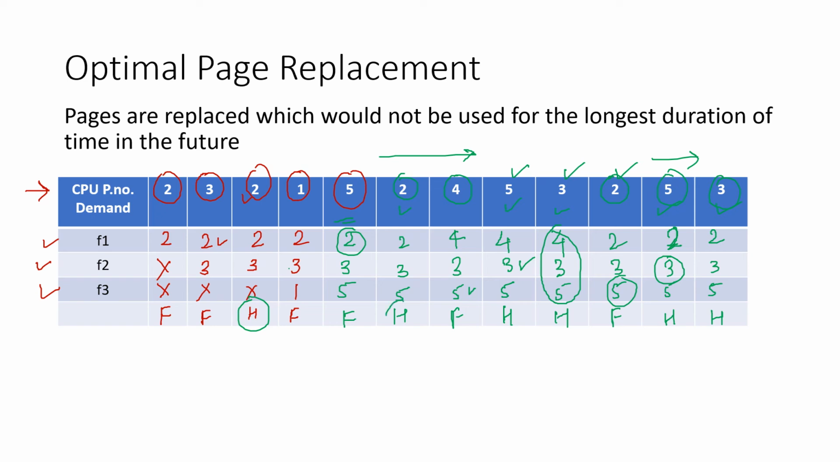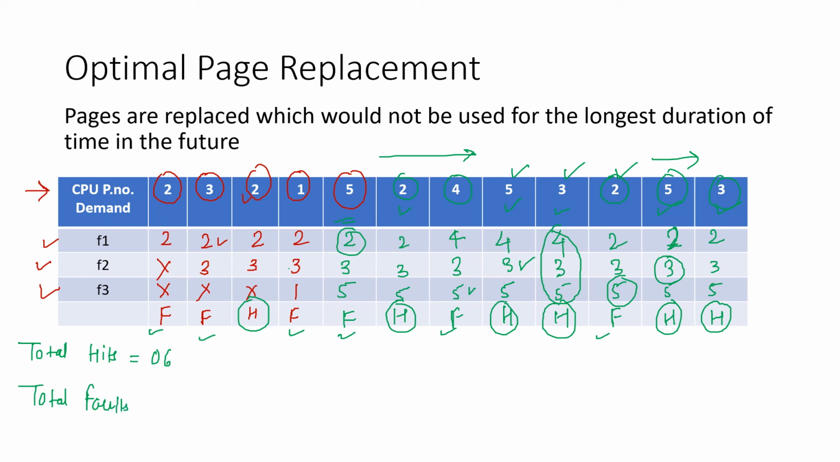So how many total hits? 1 2 3 4 5 6. So total hits is equal to 6. And how many faults? 1 2 3 4 5 6. So total misses or faults is 6. So hit ratio will be equal to 6 upon 12 into 100, so that is 50%.